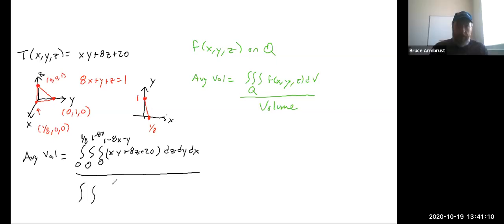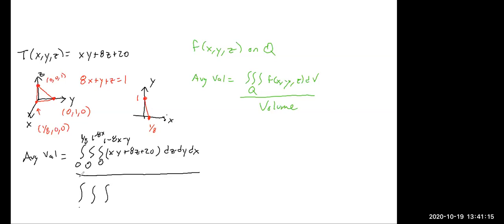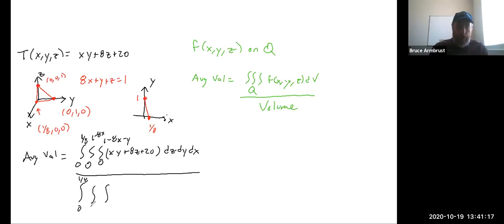But it's, yeah, Victor just put it, it's the same bounds. So 0 to 1/8, 0 to 1 minus 8x, 0 to 1 minus 8x minus y. But now we're just integrating 1. So if you have an average value problem, what's really nice is that the bounds that you set up for the one are going to be the bounds for the other.